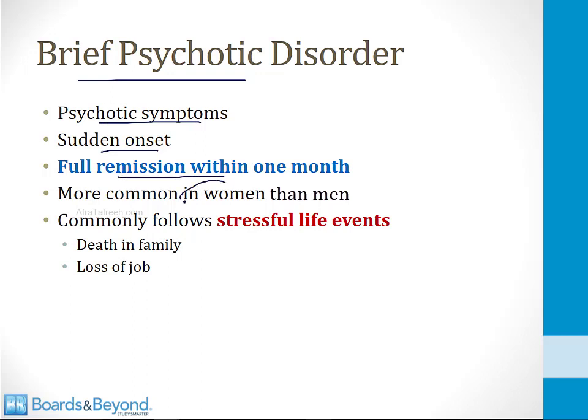This is more common in women. The classic presentation is a woman, and this commonly follows stressful life events. So, for example, a woman who suddenly loses her spouse can become so distressed that she essentially becomes briefly psychotic, but then it resolves within a few weeks. So classic stressful life events are death in the family, a loss of a job, something like this.